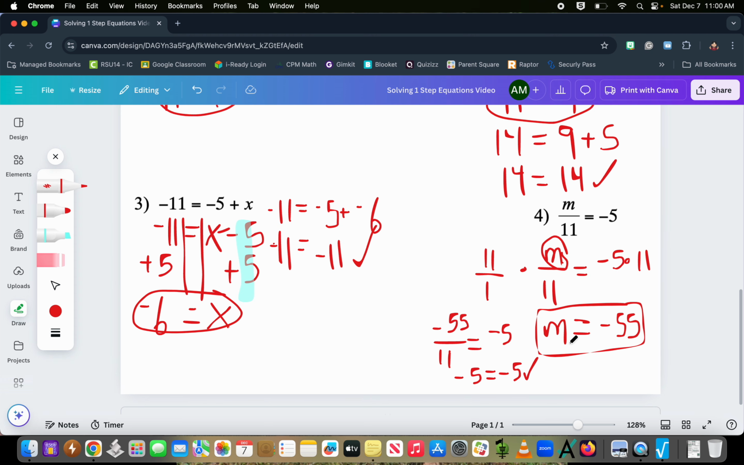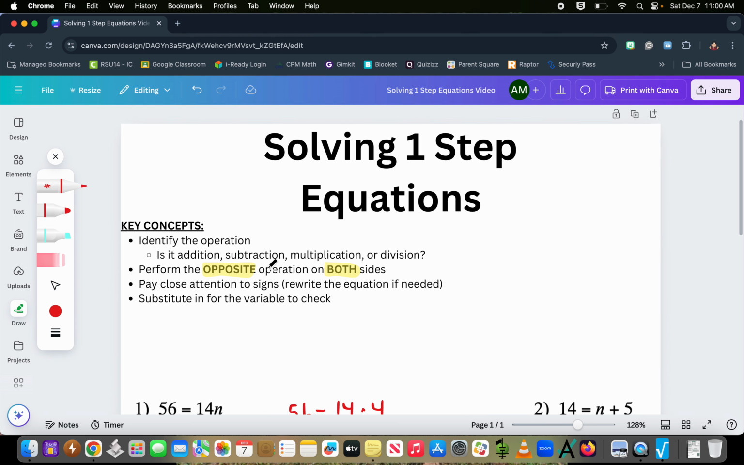Okay? So let's go back up and review here. Some key concepts for solving one-step equations: identifying the operation being asked, meaning is it adding, subtracting, multiplying, or dividing. Do the opposite of that operation to both sides. So super important, it has to be to both sides. Paying close attention to the signs and rewriting the equation if needed. And then lastly, substitute in for the variable to check to see if your answer is correct.